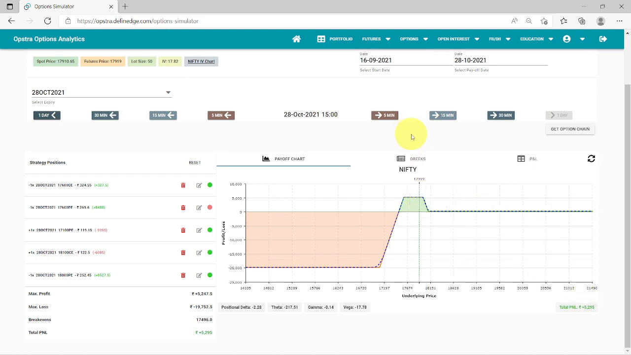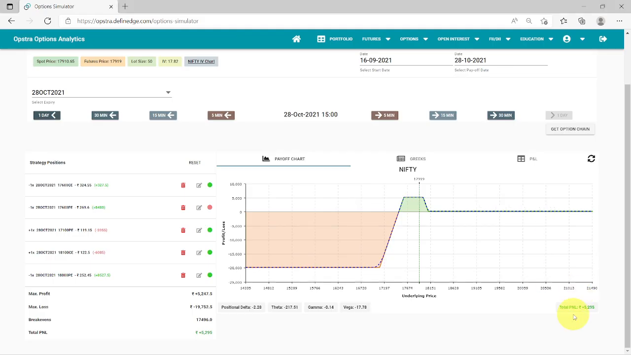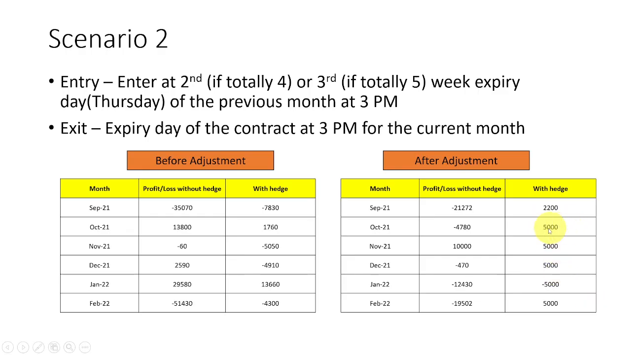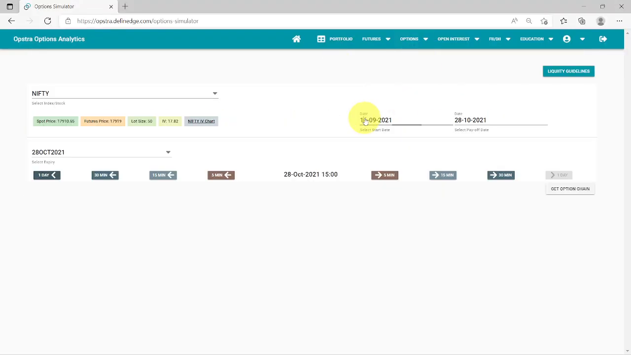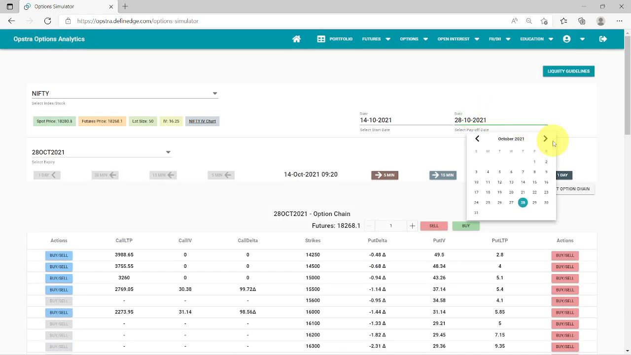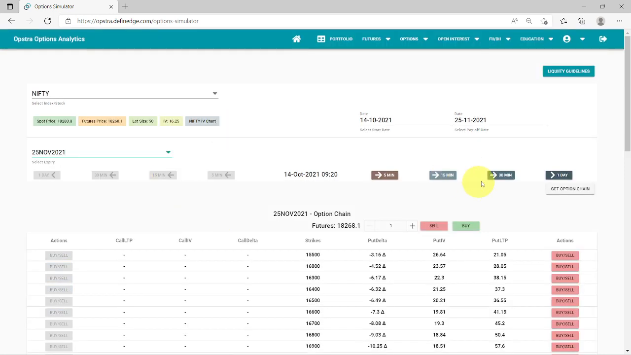But I have mentioned in the previous slide that if you are getting a profit of 5,000 we are booking. So even though we are getting a little more profit of 5,300, I'm saying that we are booking at 5,000 rupees. Now let's see the next month example. October 2nd week, November expiry day is November end, 3 p.m.